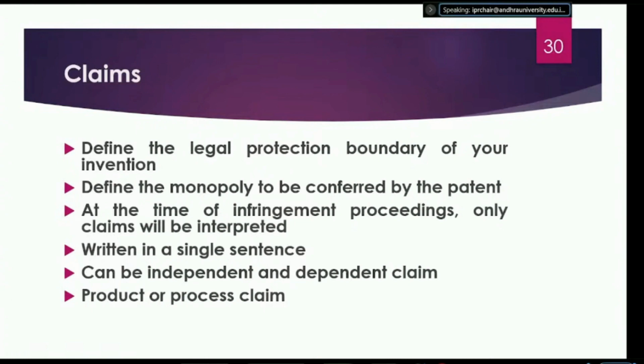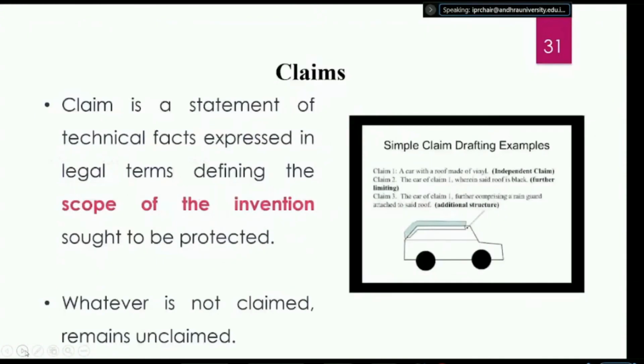So the monopoly to be conferred by the patent is defined by the claims. At the time of infringement proceedings also, the court will decide how the claims are interpreted. So they will read just your claims. Claims will be written in a single sentence. You cannot put multiple sentences and use 'and' or things like that. One single sentence and one full stop. That's it. If you don't put a full stop, they will raise an objection. There can be independent and dependent claims. It can be product and process claims. On Saturday I told you a patent can be on a product or on a process. So there can be a product claim or a process claim.